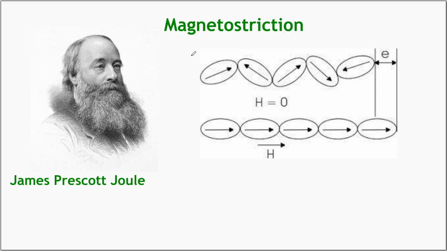Hello, welcome back. In this video we'll discuss magnetostriction. Magnetostriction is seen in ferromagnetic materials when they are placed in an external magnetic field. The applied magnetic field will cause certain changes in the dimensions of the magnetic material. Magnetostriction was discovered by James Prescott Joule.